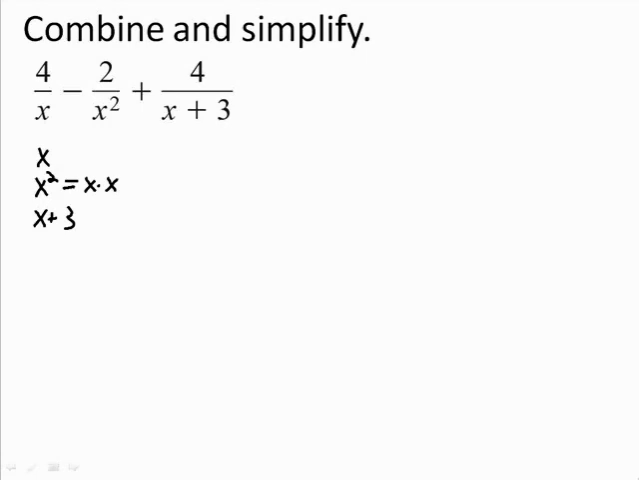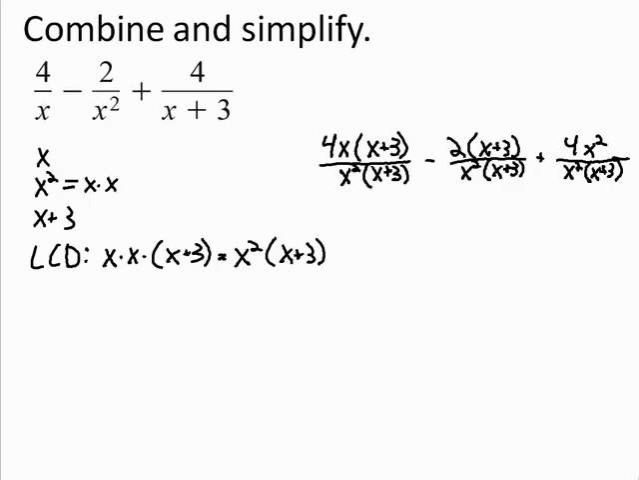The least common denominator has to contain each of these factors. The least common denominator is x squared times the quantity x plus 3. Each fraction has to have this as its denominator. Multiply the first fraction by x times the quantity x plus 3 divided by x times the quantity x plus 3. Multiply the second fraction by the quantity x plus 3 divided by the quantity x plus 3. And multiply the third fraction by x squared divided by x squared.